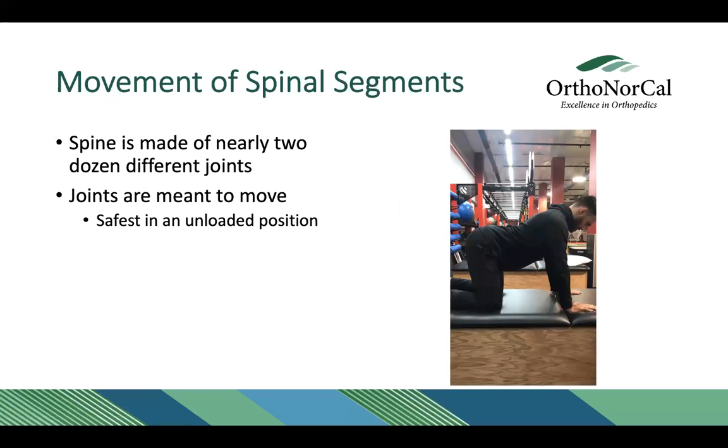So when we're talking about movement, one thing that I like to really focus on is movement of different spinal segments. As Dr. Ko mentioned, the spine is a very complex part of our body, and it's made of nearly 2,000 joints. We want to make sure that those joints are able to move. A lot of times we'll see some issues where certain segments of the joint don't move at all, and then we end up putting too much strain on other segments. And we like to try to move them in unloaded positions, so positions where we don't have a whole lot of compression through the joints.